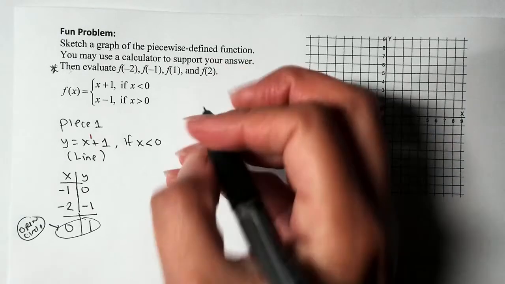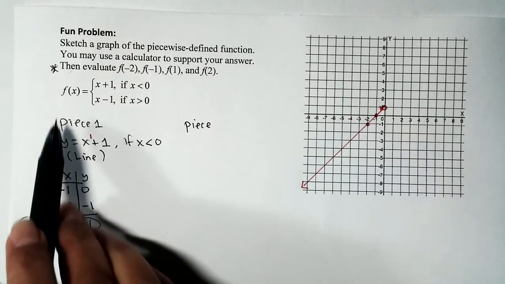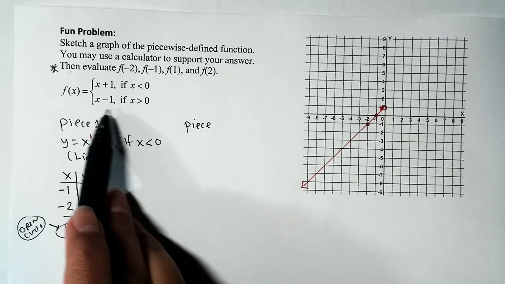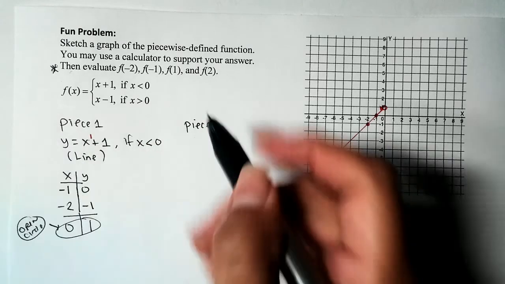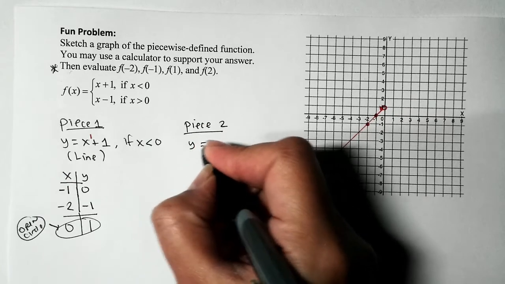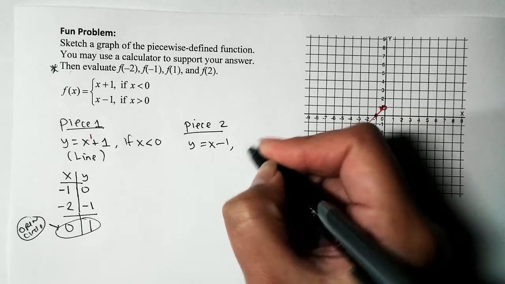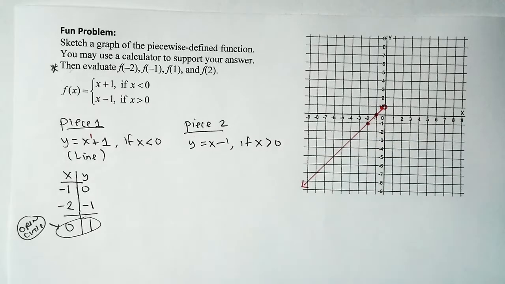Okay, so piece 2. Piece 2 is defined by f of x equals x minus 1 if x is greater than 0. Again, I'm going to take a pause on the function notation. So piece 2 is defined by y equals x minus 1, and then that's for the domain if x is greater than 0. So strictly greater than 0. 0 is not in either one.